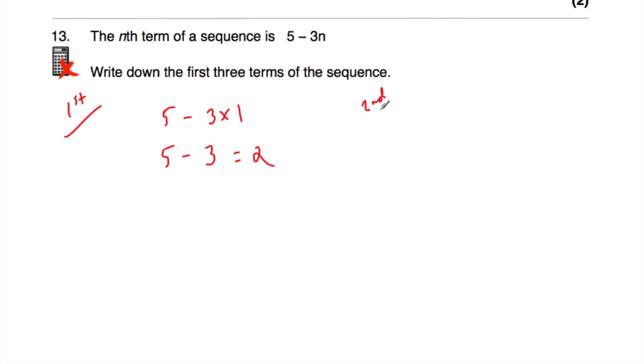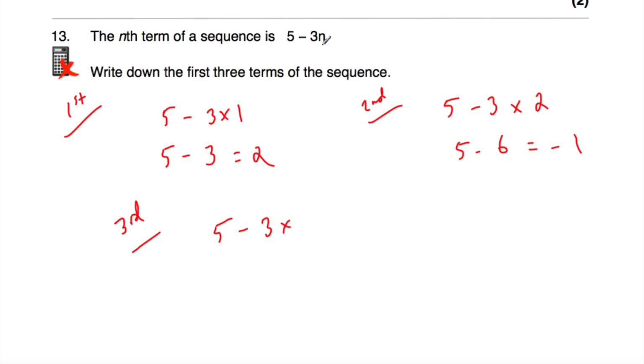The second term of the sequence, again, we're going to do 5 subtract 3 times, and we're going to substitute in 2 for the value of n. Remember, we have to do the multiplication first, so 3 times 2 is 6, so we've got 5 subtract 6. And 5 subtract 6 is equal to negative 1. And then for the third term in the sequence, we're going to do 5 subtract 3 times 3, substituting in 3 for the value of n. 3 times 3 is equal to 9, so we've got 5 take away 9.